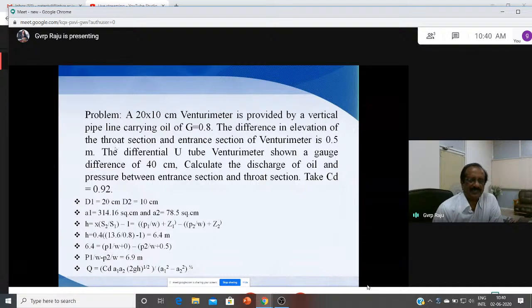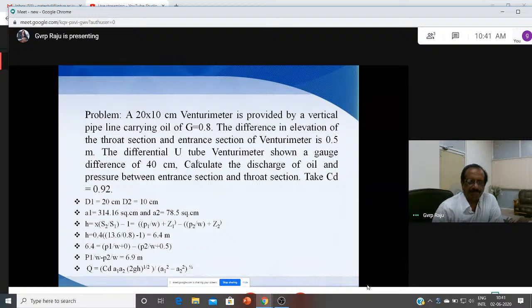The value of H, because the Venturi meter is not horizontal, Z1 is not equal to Z2. So you need to take this equation, P1 by W plus Z1 minus P2 by W plus Z2. So this is the difference in piezometric head when the Venturi meter is inclined, which is equal to H is equal to X into S2 by S1 minus 1.